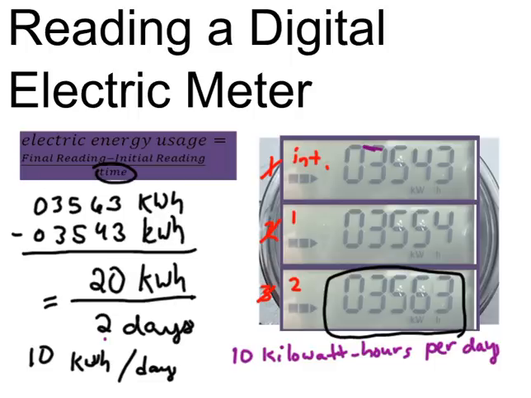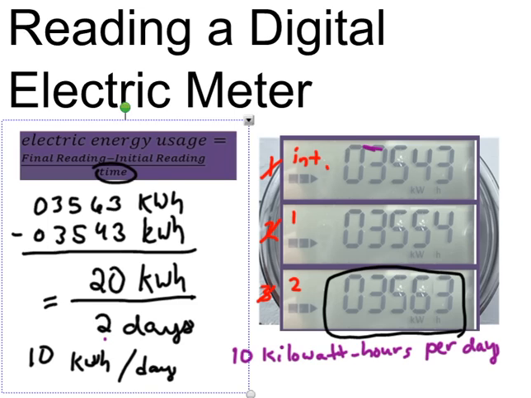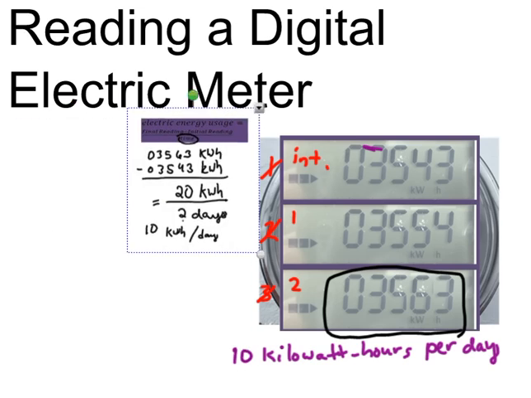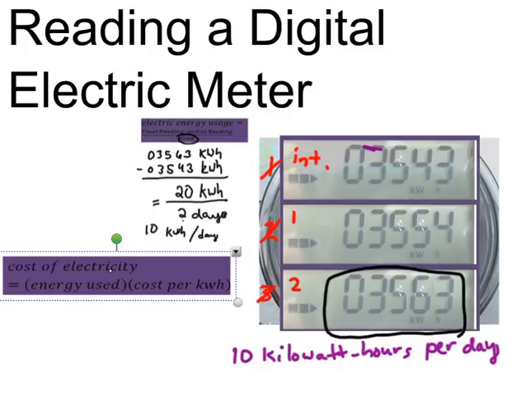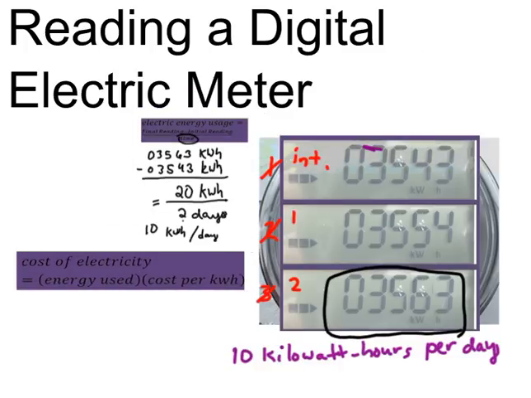So the next question we are going to ask ourselves is, how much does that cost to run our house with that much energy being used? So we're going to have to use another equation, which is going to be the cost of electricity. So here's the equation. Cost of electricity is going to be equal to the energy used times the cost per kilowatt hour. So let's say that the amount that we pay the power company is going to be 10 cents per kilowatt hour.